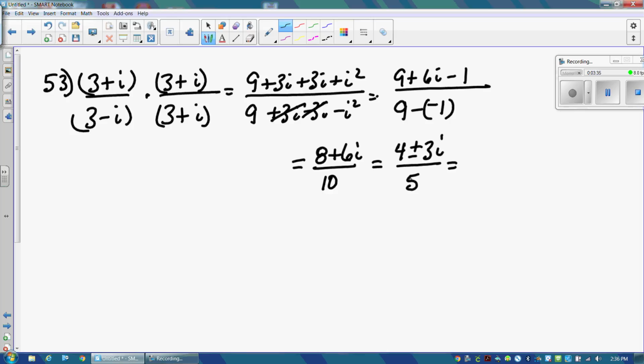And to write it in standard form, it's 4 over 5. I don't know why I put plus and minus. It's only plus. I was getting the quadratic formula before I needed to. 8 plus 6i changes to 4 plus 3i. So 4 over 5 plus 3 over 5i. So writing it in standard form rather than just as a fraction.